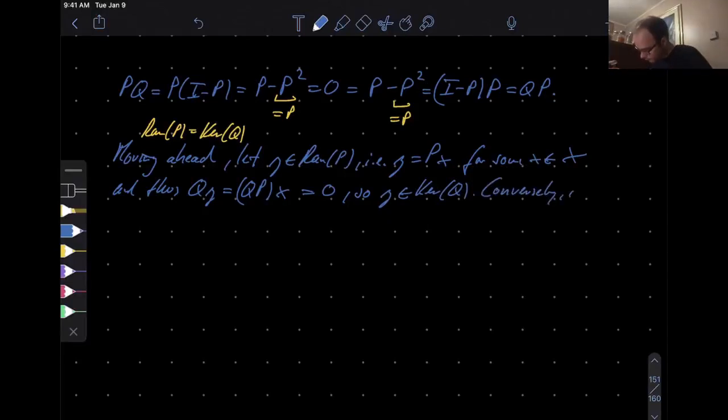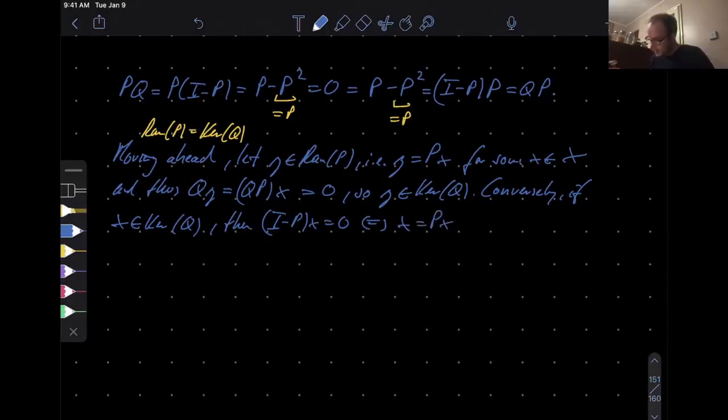Conversely, if x is in the kernel of Q, then, okay, Q is 1 minus P, so then I have 1 minus P of x is equal to 0, which is just x is equal to P of x, and that tells me that x is in the range of P, right? Because here's your element that maps to that x itself, right? So that means we have the yellow stuff.